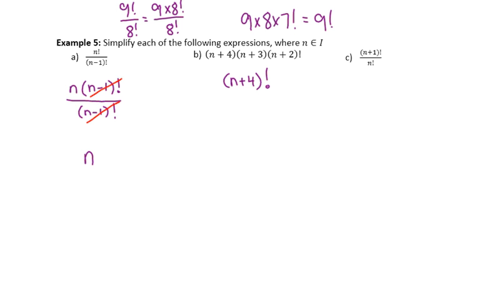Okay, who's larger, n plus 1 or n? N plus 1. Okay. Yeah. N plus 1 is bigger than n. So we're going to expand the n plus 1. N plus 1 times, what's 1 less than n plus 1? N. Can we stop? Yeah, we got to this n, so we can just write that as n factorial over n factorial. And now what reduces out? N factorial, so this is equal to n plus 1.